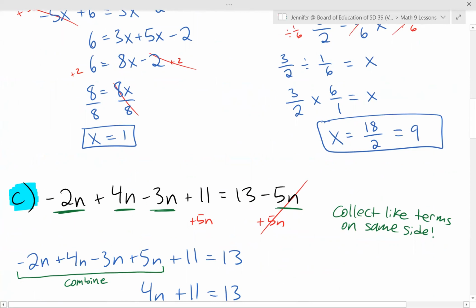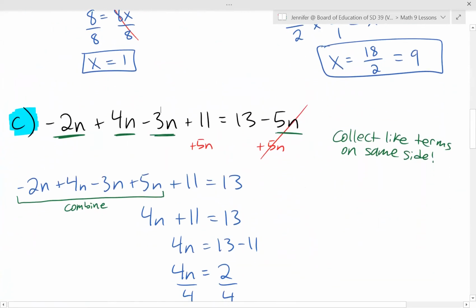In this example, we have a lot of n terms. We need to collect the like terms on the same side. So there's 3 on this side and only 1 on the other. So it makes sense to bring this one over here. We'll do that by adding 5n to both sides. So then we've just got 13 over here now, and we have all our terms here that will combine together by adding or subtracting the coefficients. So -2 plus 4 minus 3 plus 5 gets us to 4n.